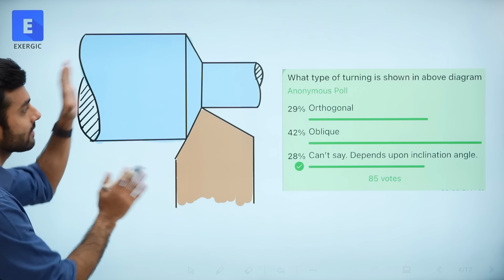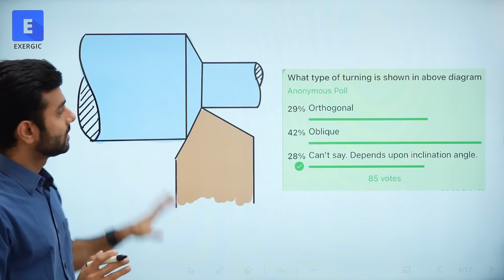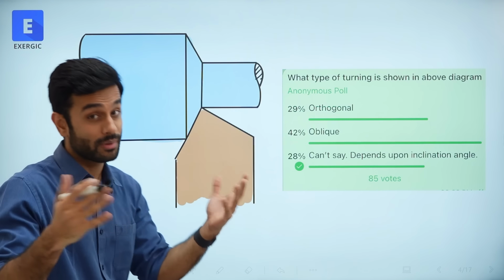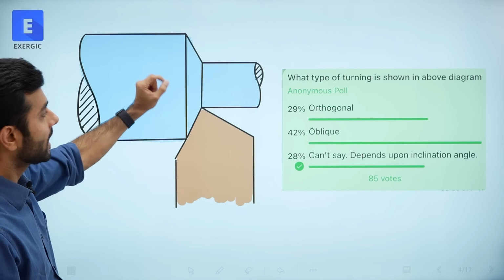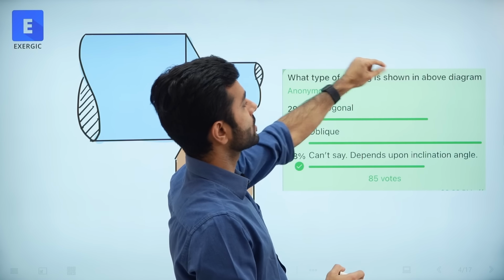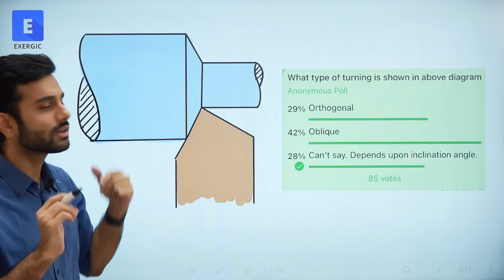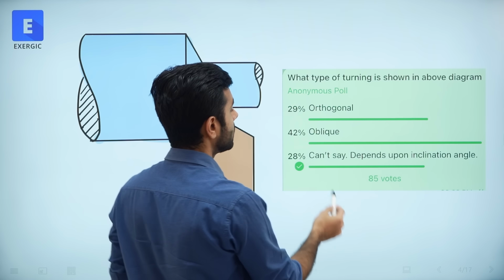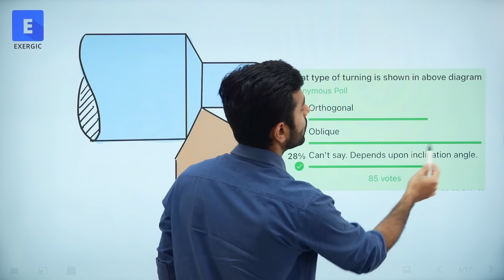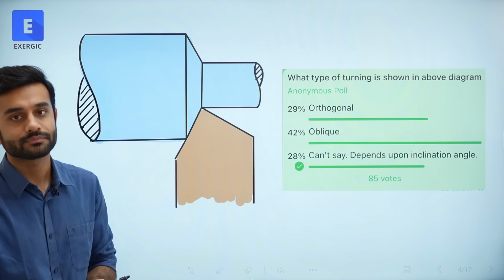I presented them this setup, this orthogonal or maybe oblique turning setup, and I asked what type of turning is shown in the diagram. In this diagram, what turning can you see? I gave the options: orthogonal, oblique, and can't say, depends upon inclination angle.